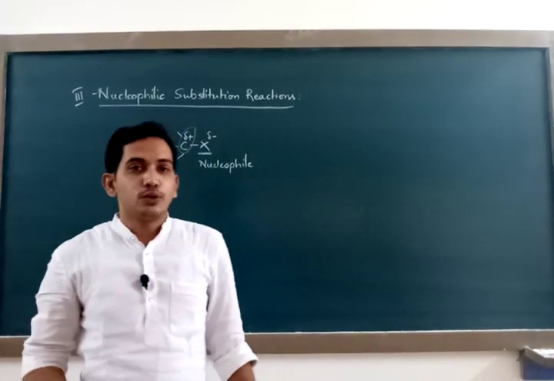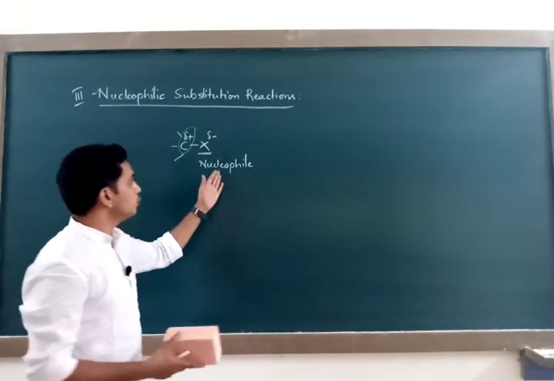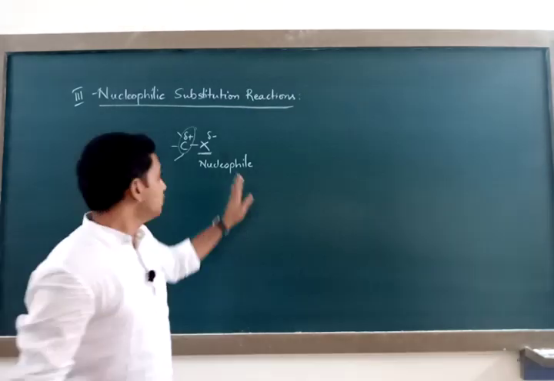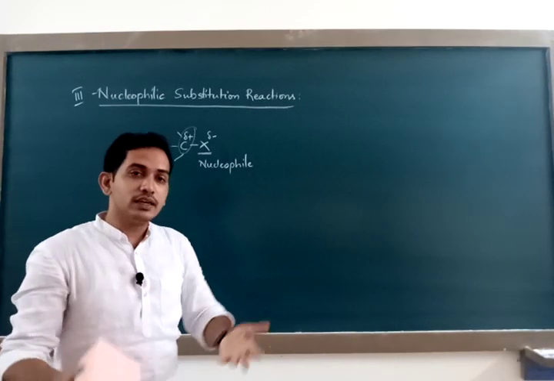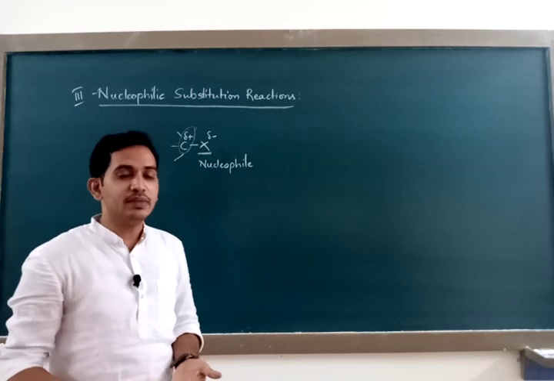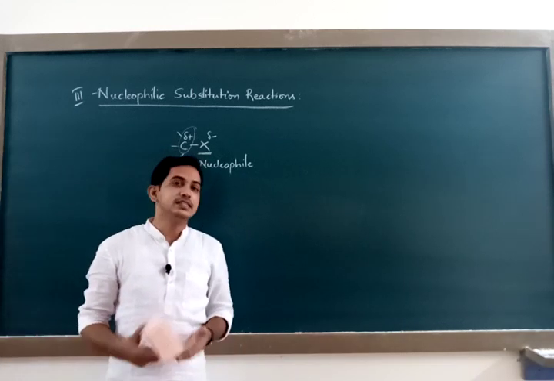The stronger the incoming nucleophile and the weaker the leaving group, the easier is the nucleophilic substitution reaction. Means the more easily the halogen goes away, and the more strongly the nucleophile approaches the carbon atom, the easier the nucleophilic substitution reaction will be.